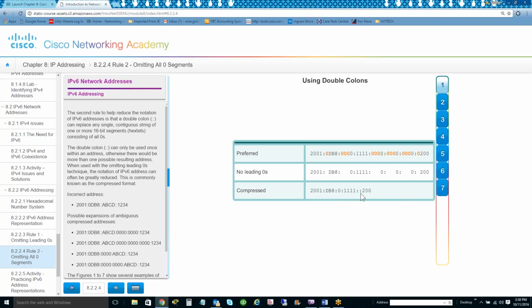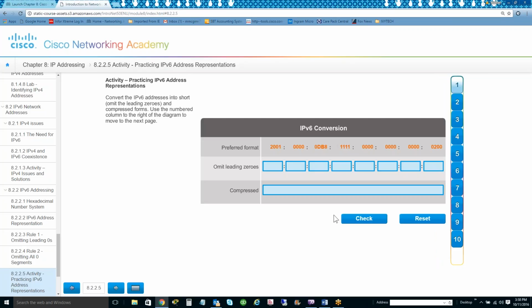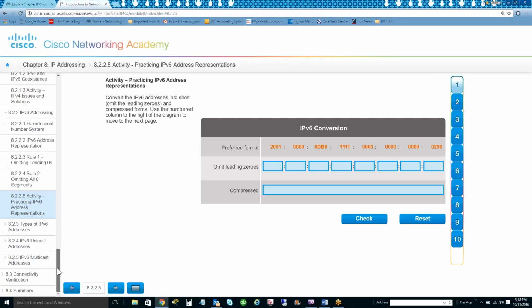So obviously it makes sense to do the double colon where you've got all of these slew of zeros here because it makes the notation a lot smaller. So you've got some activities to help you practice that so that you can figure out how to use that, and lots of fun stuff.